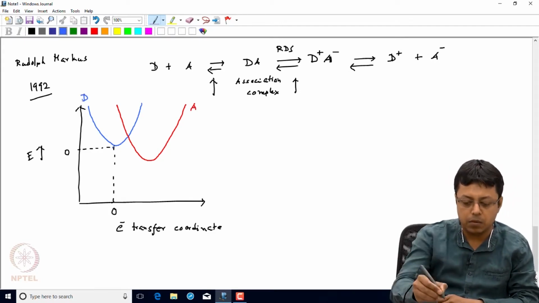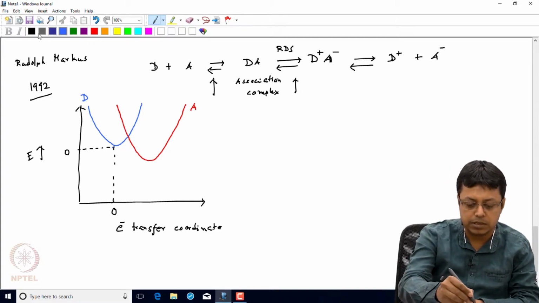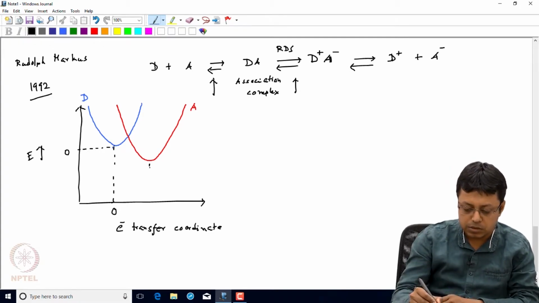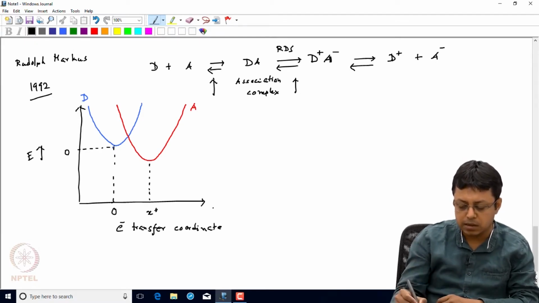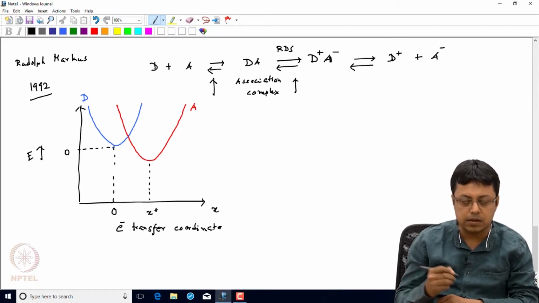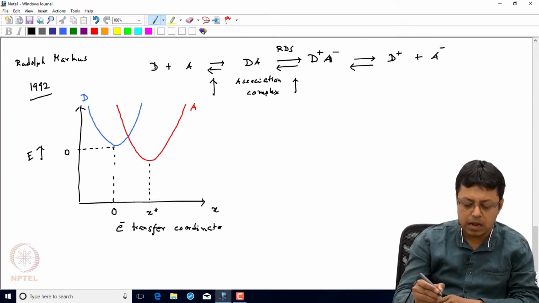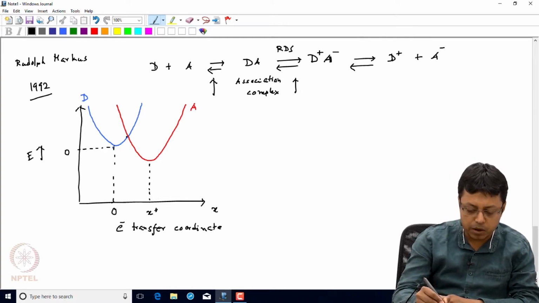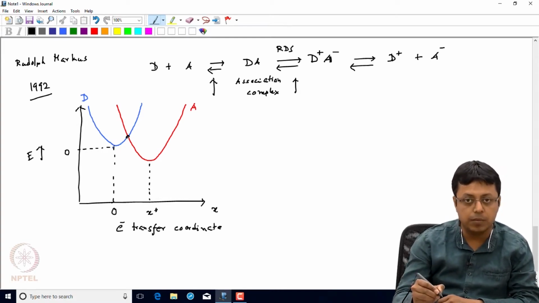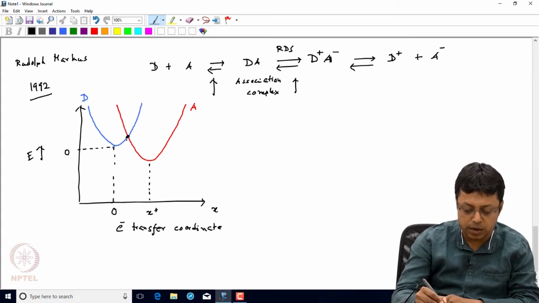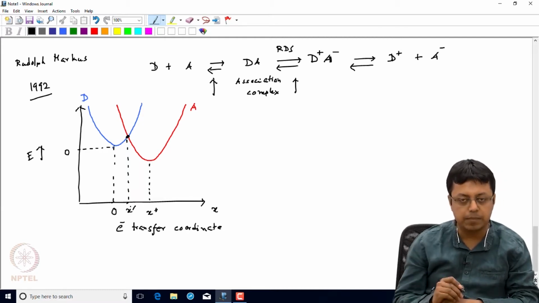Now again, where the acceptor energy is minimum, that coordinate, let us call it x double prime. So again, x is the electron transfer coordinate and E is the free energy. And also we see that the donor and the acceptor potential energy surfaces are all one-dimensional potential energy surfaces with the harmonic approximation, and that intersection, let us call it position x prime.